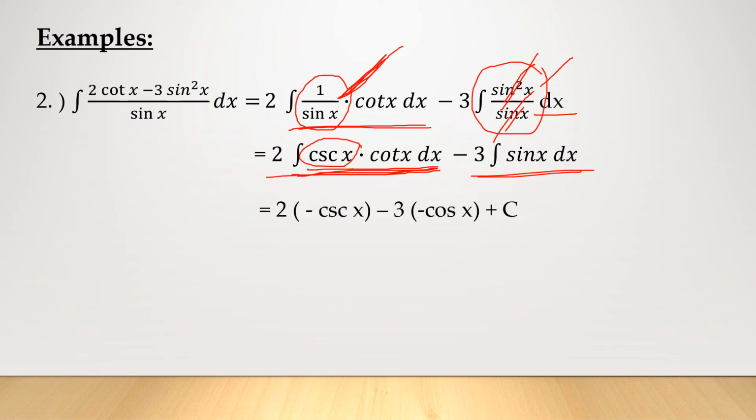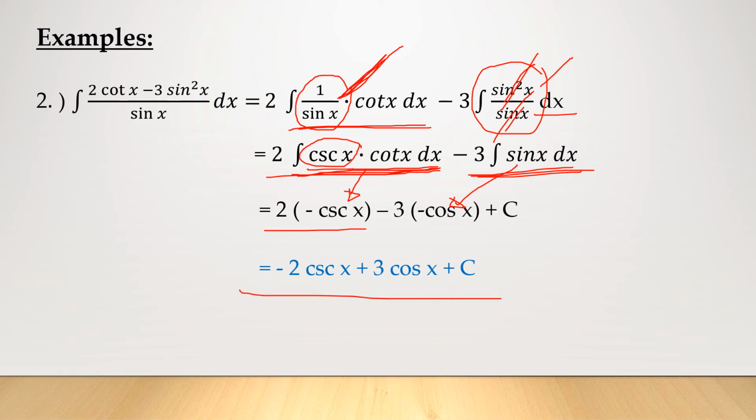Okay, so based on the equivalent integrals we gave earlier, this is equivalent to negative cosecant x. And then, of course, the integral of sine x is negative cosine x. So this is our final answer. Since this is negative cosecant, it became negative 2 cosecant x, and then minus 3 times negative cosine x, so it became plus 3 cosine x. And of course, don't forget the plus c.